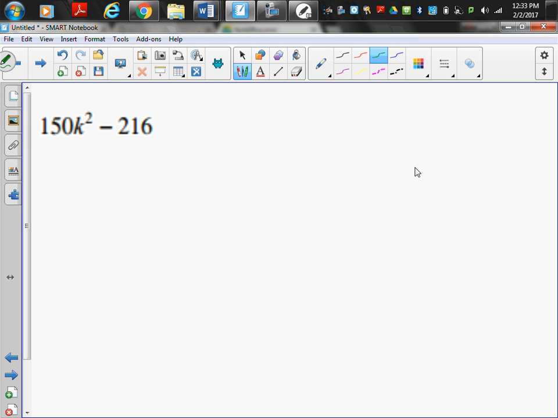Alright, so I have 150 and 216. We know they can both be divided by 2, because they're both even. So 150 becomes 75 and 216 becomes 108. 2 times 75. How do we get 75? You can't divide 75 by 2. 75 is 3 times 25, and 25 is 5 times 5. I forgot about 25.